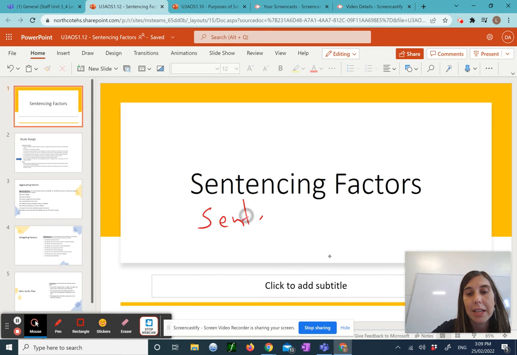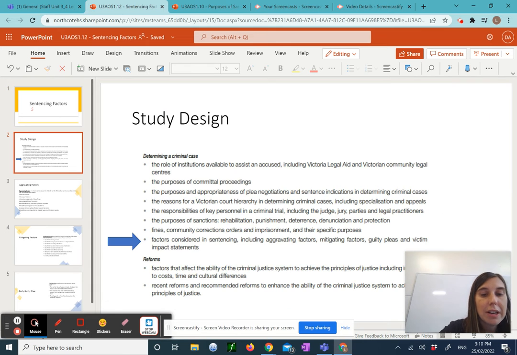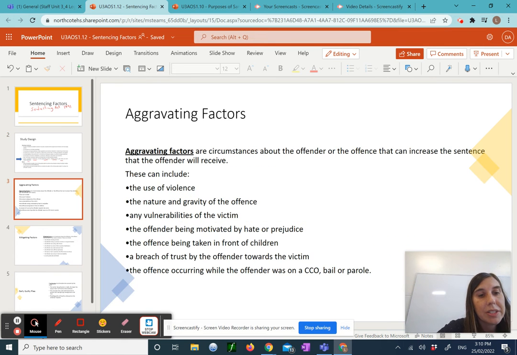So, Sentencing Act 1991 is a good quote for you to use as well. So, 1991. Okay, so if we look at the study design now, we're very, very close to finishing, which is very exciting. So, you need to know the following factors. Okay, sentencing, aggravating factors, mitigating factors, guilty pleas, and victim impact statements. Okay, so we're going to start with aggravating factors.